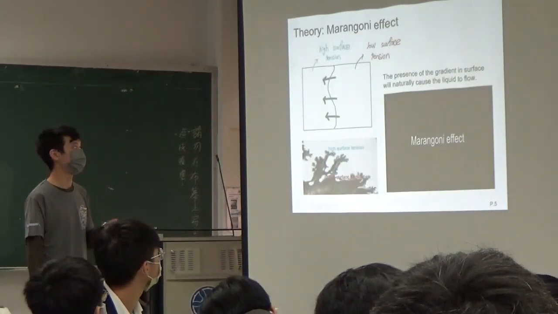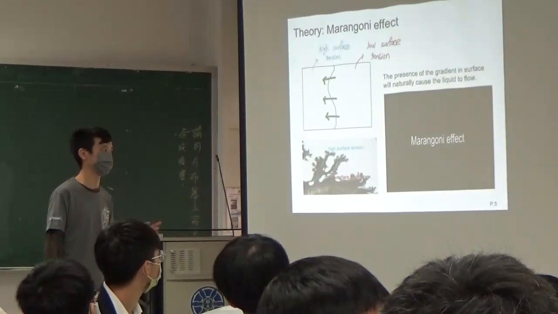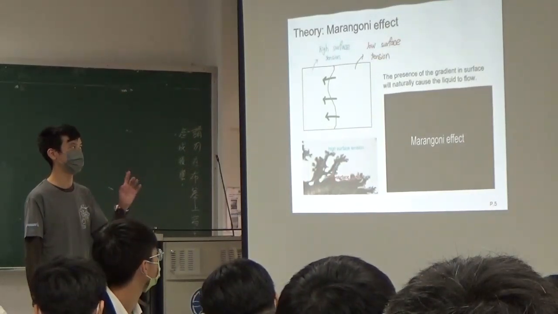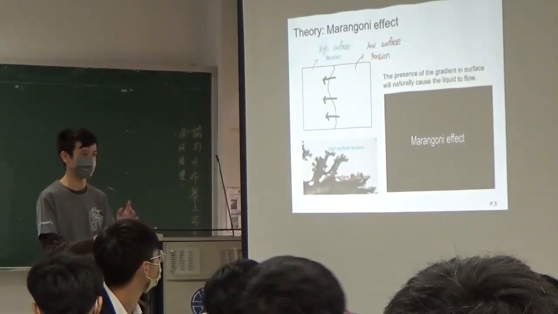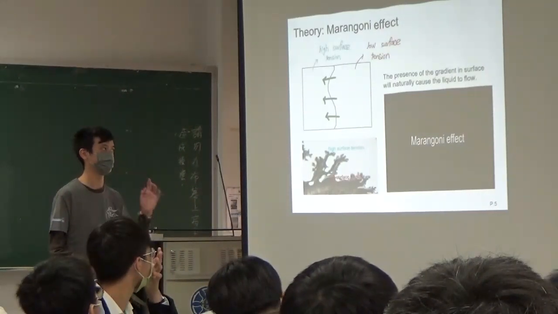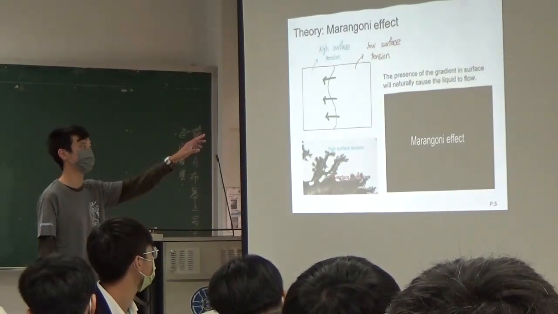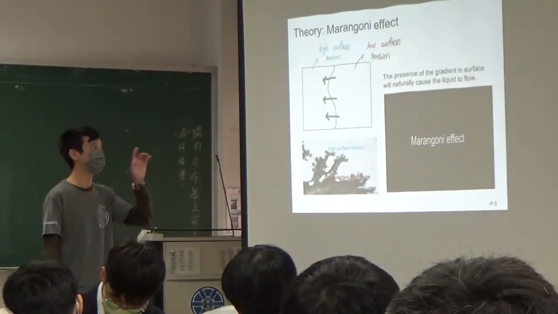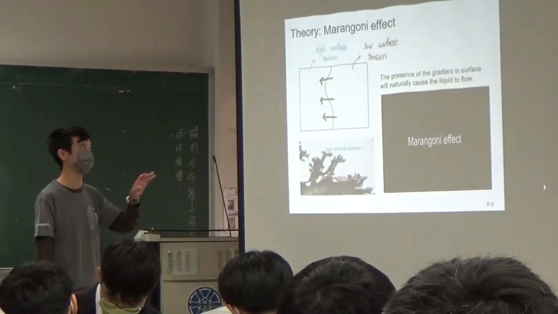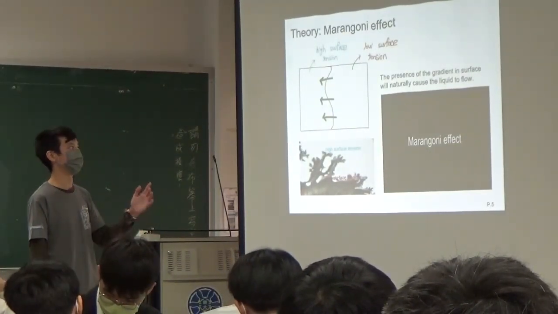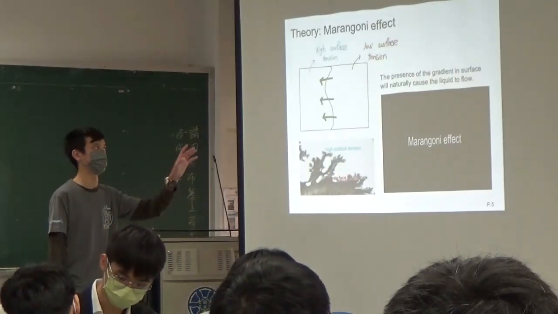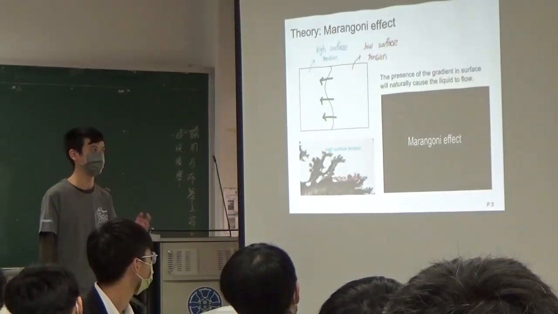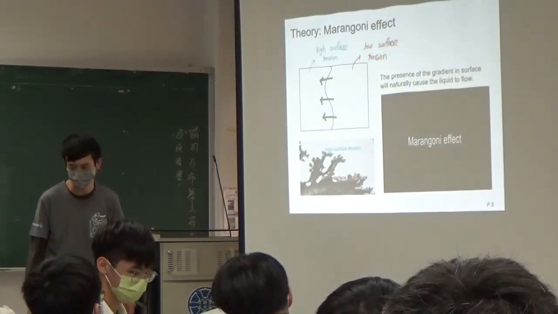Okay, so this is our theory. The first one is the Marangoni effect. The theory says that liquid with a high surface tension will strongly pull liquid with low surface tension, and a gradient in surface tension will naturally cause the liquid to flow. In this picture, the arrows show the direction of the flow of the liquids, from low surface tension to high surface tension. And there is an experimental demonstration that I want to show you.